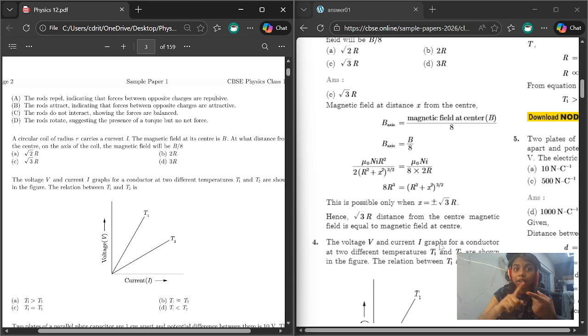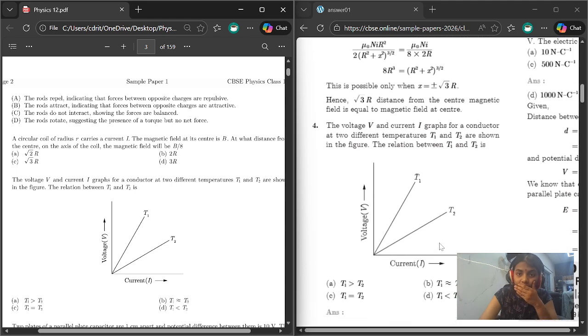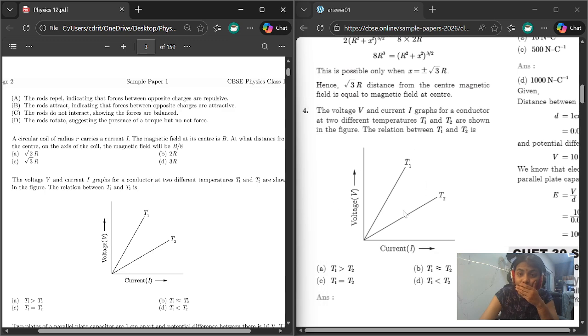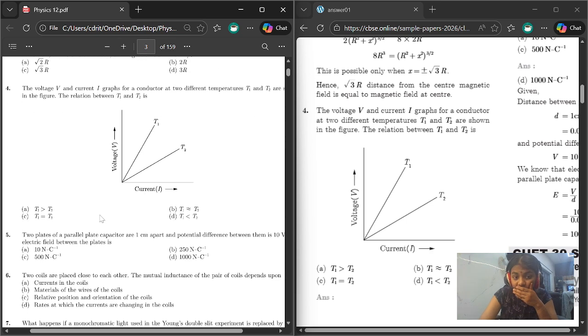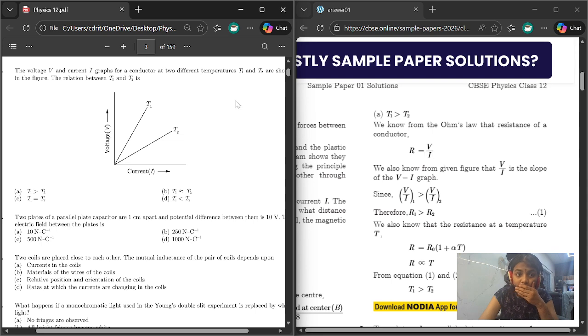Okay, root 3 r. Next, the voltage V and current I graphed for the conductor at two different temperatures T1 and T2 are shown in the figure. The relationship between T1 and T2 is, by seeing this image, we should say which is greater and which is less. So the answer is T1. Look here, T1 is greater than T2.